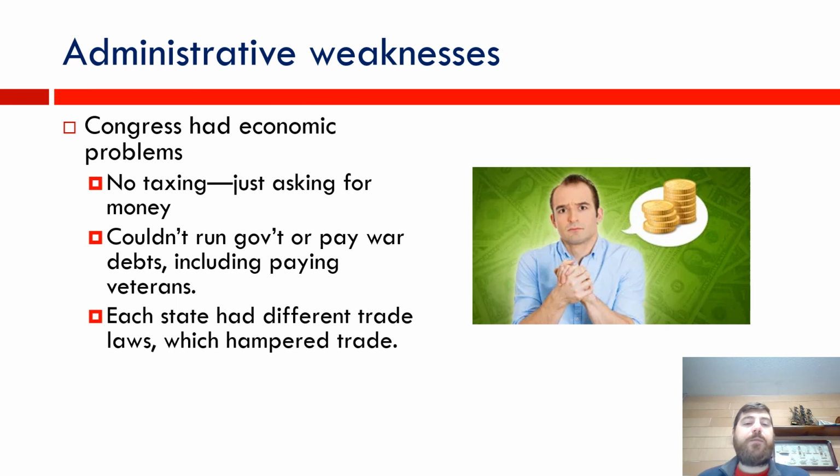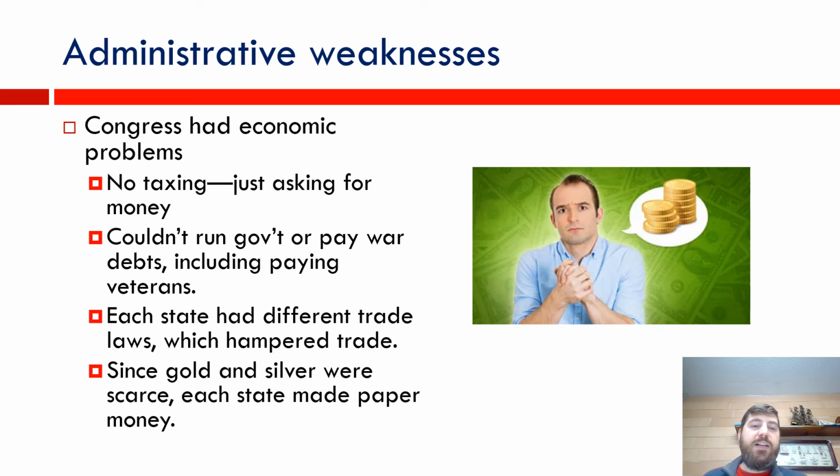Every state had different trade laws, and that was just really confusing. Imagine if every one of the 50 states had to make a separate trade deal with China. That's just a massive headache. And trade makes a lot of money. So whatever slows down trade is really bad for the economy. Gold and silver were very scarce, so every state made its own paper money, and that meant no one really wanted everyone else's paper money, and money was not very valuable.